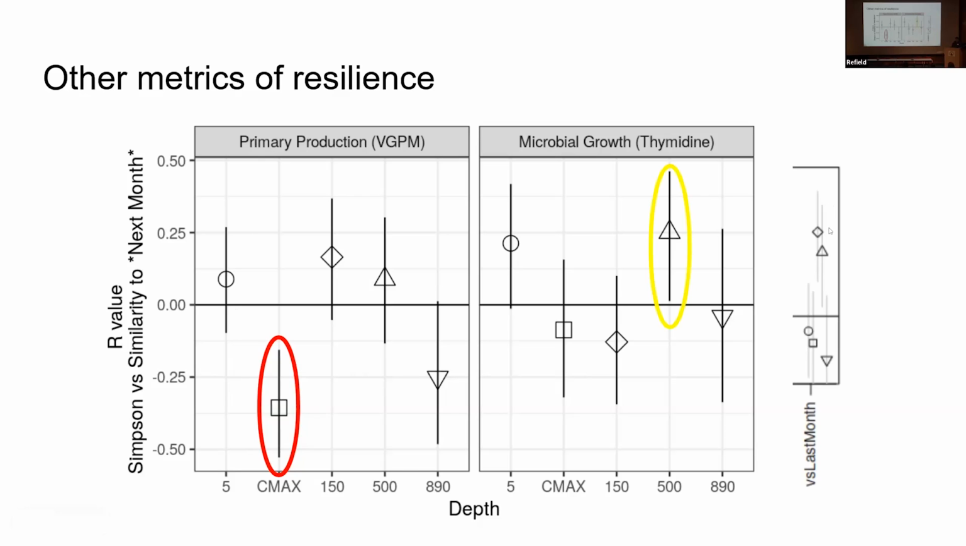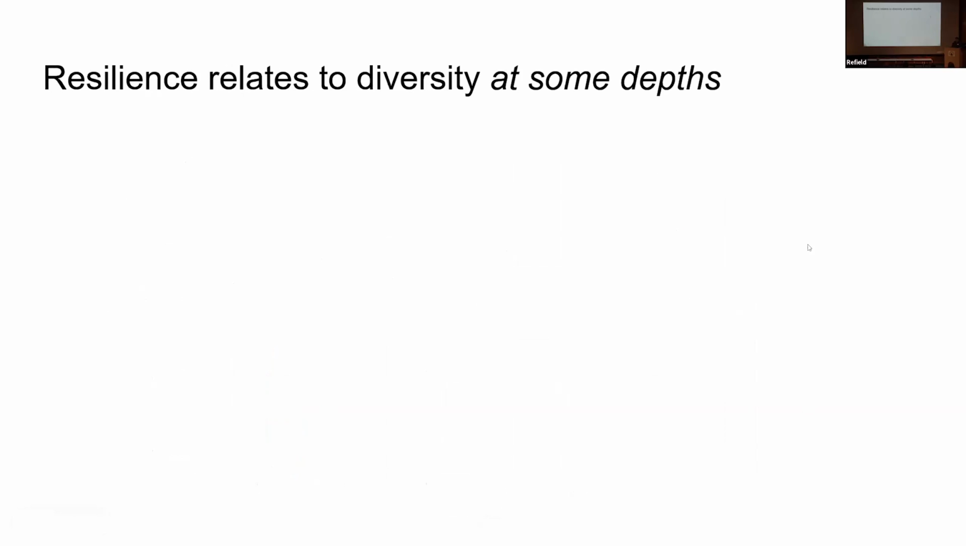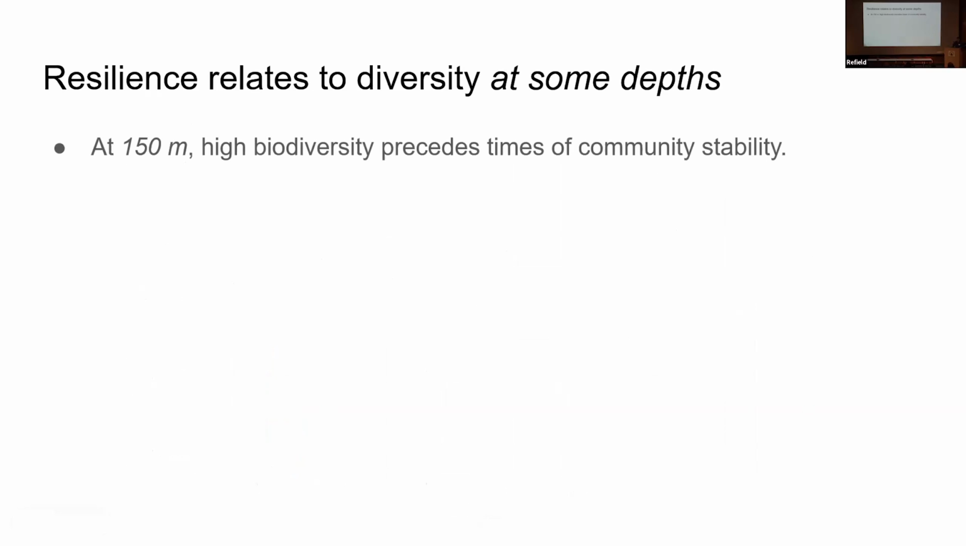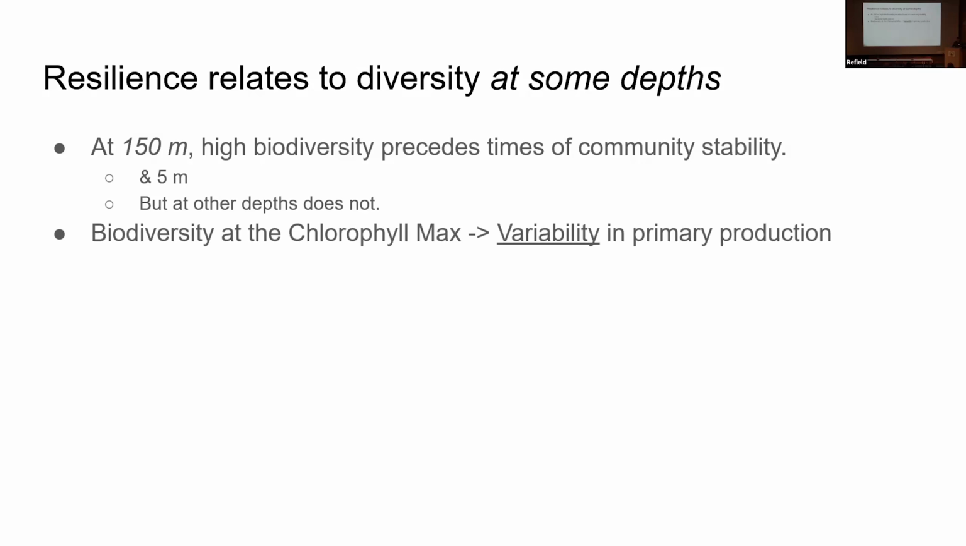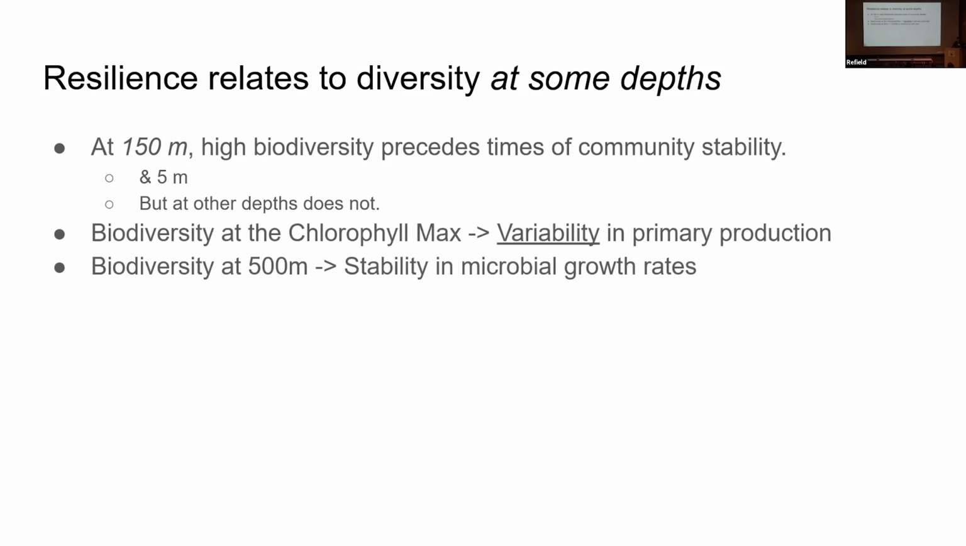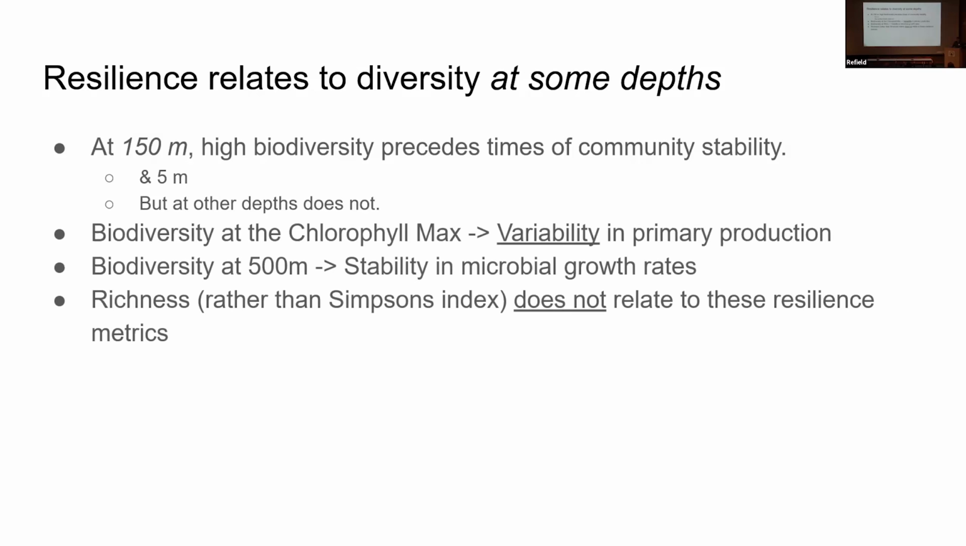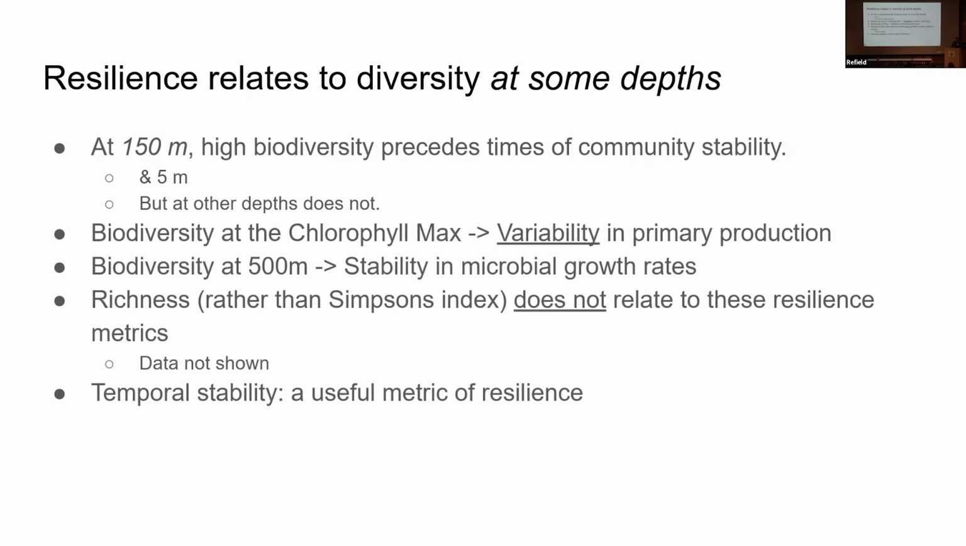Compared to that last figure, the directions of the signs tend to be similar, but which things are significant is different. So in conclusion, resilience relates to diversity at some depths. At 150 meters, high biodiversity precedes times of community stability, and also at 5 meters, but at other depths it doesn't. So this is unique to specific depths, not a universal pattern. Biodiversity at the chlorophyll max precedes variability in primary production, and biodiversity at 500 meters precedes stability in microbial growth rates. Richness, rather than inverse Simpson's index, does not appear to relate to these resilience metrics. I didn't show you that data, but I guarantee you I did the analysis.